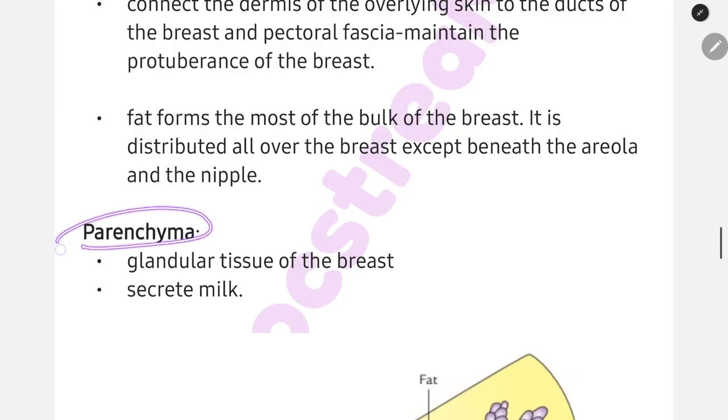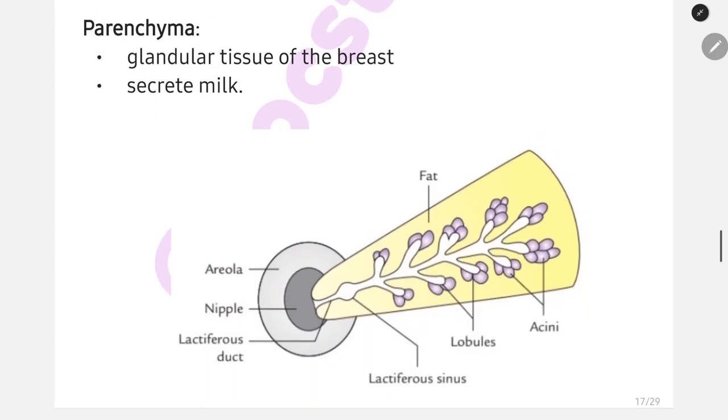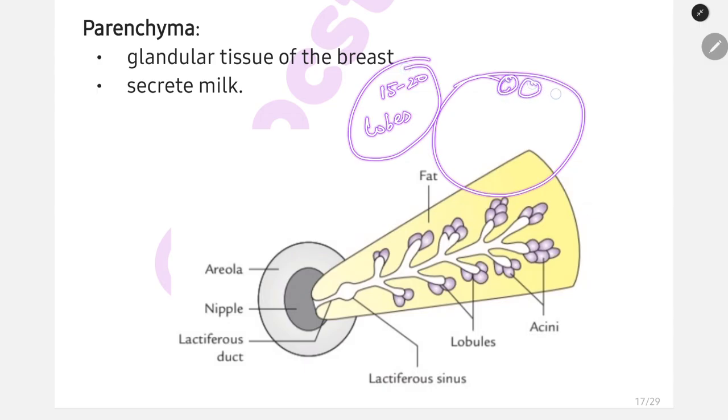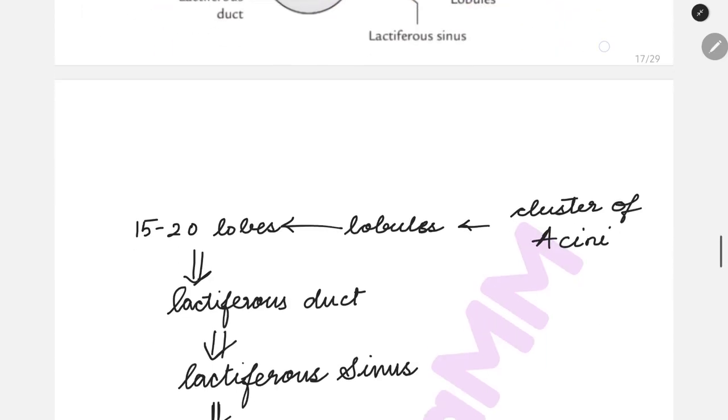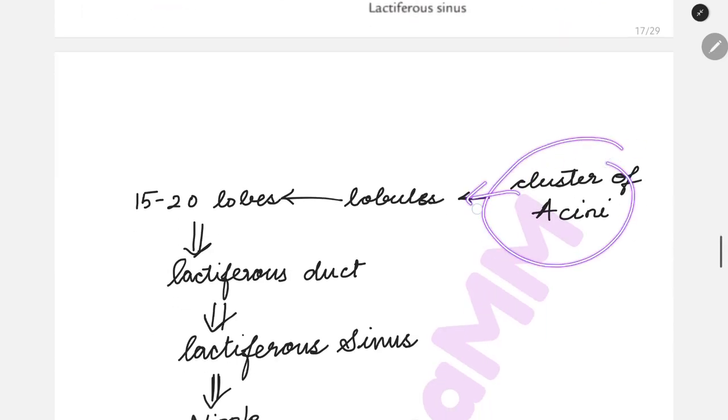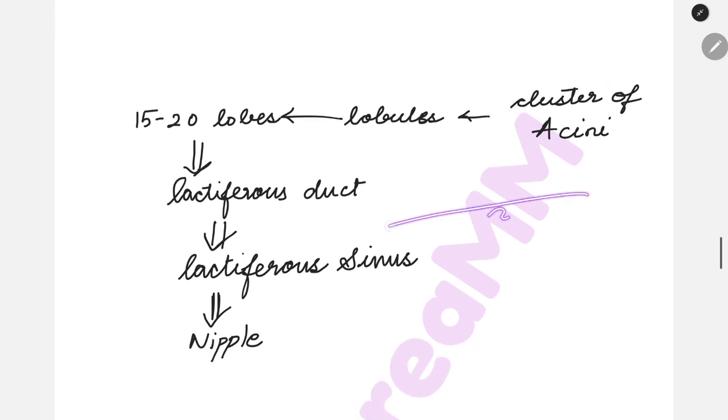Now we'll see about parenchyma. Parenchyma is the glandular tissue of the breast that secretes milk. We'll go from micro. Normally we know the breast contains lobes; you have 15 to 20 lobes. In lobes you can further see lobules, and these lobules contain acini. So from the smallest, you have acini, which form lobules. Lobules form the 15 to 20 lobes. From there you have the lactiferous duct coming.